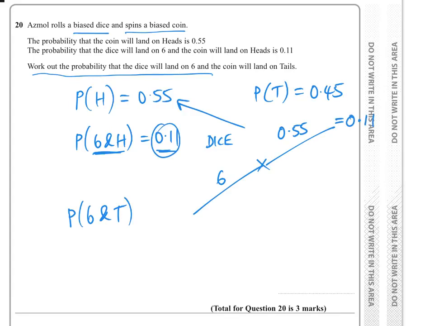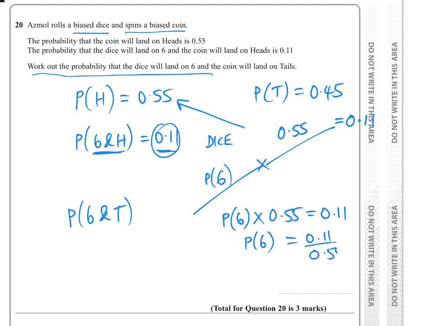So I think the chance of getting a 6 here can be easily worked out, because if the probability of getting a 6 multiplied by 0.55 is 0.11, then the probability of a 6 is 0.11 divided by 0.55, and on your calculator that will give you, I'll write it up here so you can see, 0.2. So probability of getting a 6 is 0.2.